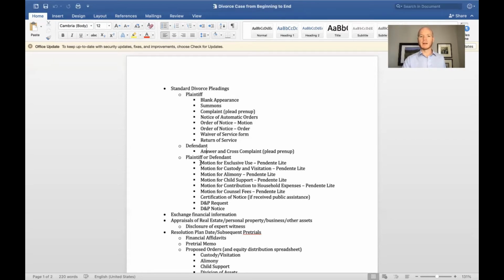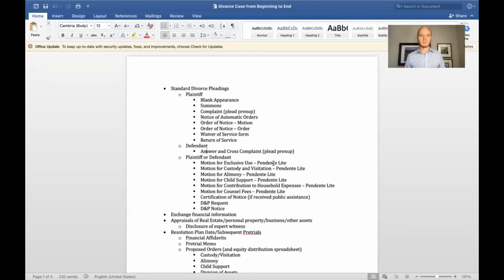But standard pleadings that either party can file are a motion for exclusive use, Pendente Lite. So Pendente Lite are motions asking for, I'm not sure what Pendente Lite means in Latin. I probably should know that, but it's basically asking for court orders while the divorce is pending. Because obviously divorce can be pending for quite some time, up to a year, and it can't just be the Wild West. You need some orders in place to keep things calm between parties who are going through a divorce.